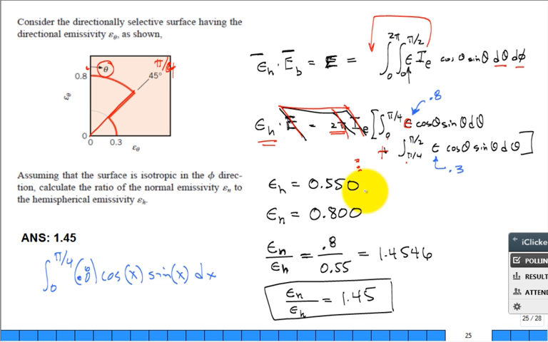So when you make the calculation, this part comes out to 0.550. And then we already determined what the normal was. The normal is 0.8. The ratio of the normal to the hemispherical gives 1.4546. Yes, sir. This is 45 degrees. This is pi over, did I say 2 or 4? 4. This is 4, right? Okay. So pi over 2 will be pi over 4 to pi over 2. That's all the way down here. That's pi over 2.